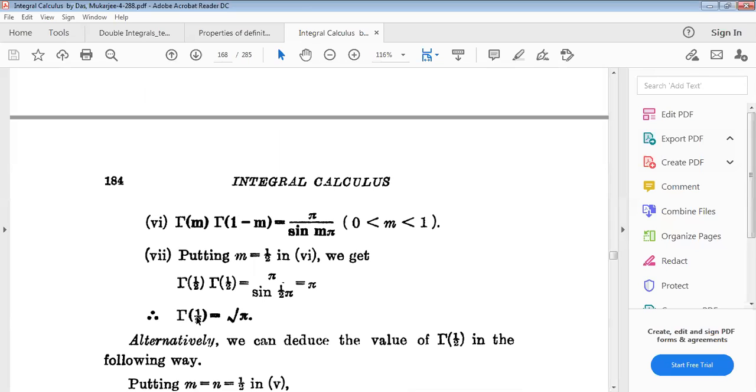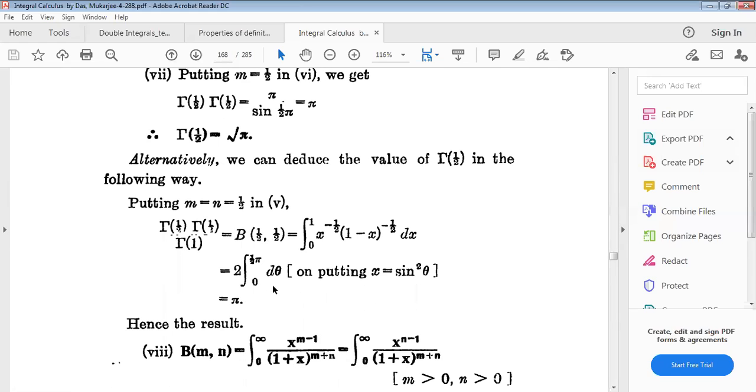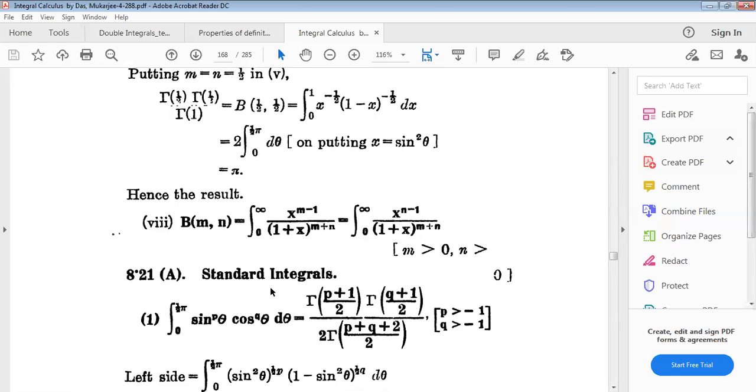Gamma half equals what? Square root of pi. Understand? Gamma half equals square root of pi.